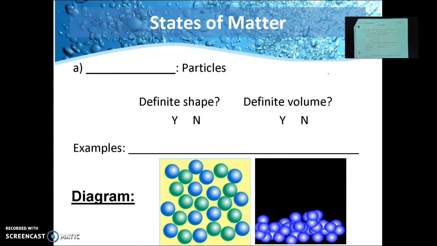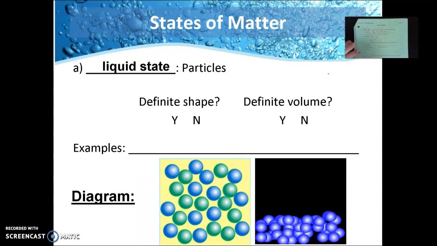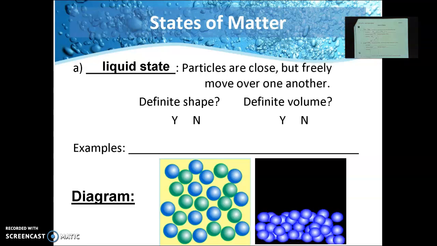Moving on, our next state of matter is going to be the liquid state. So we can write that in, liquid state. These particles are close, but they freely move over one another. You can see in the diagram below, they'll stay close to each other, but they are always moving around one another. Kind of like a very peaceful mosh pit. Everybody's kind of moving back and forth, swaying back and forth. But they're also falling over top of each other and going underneath each other and just moving all around.